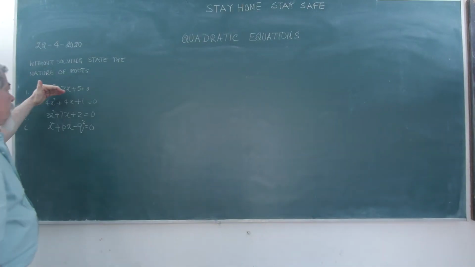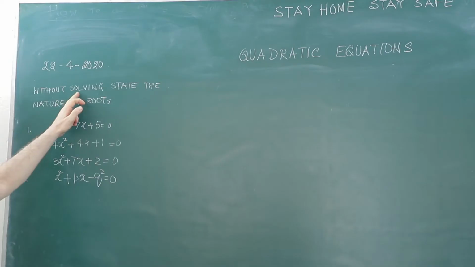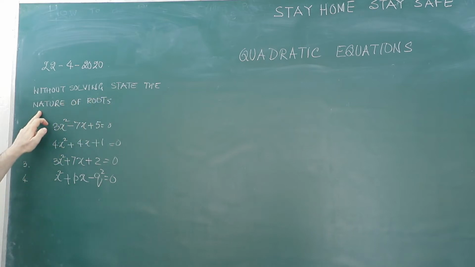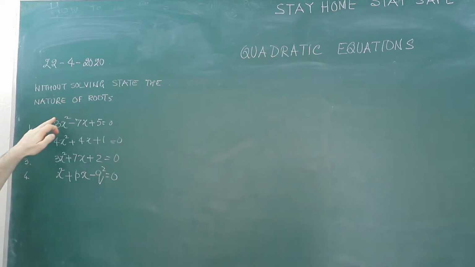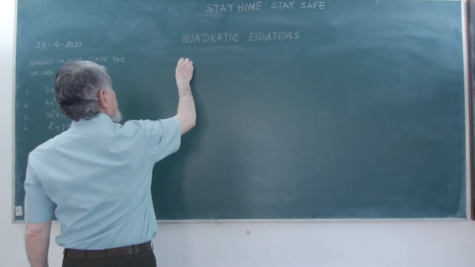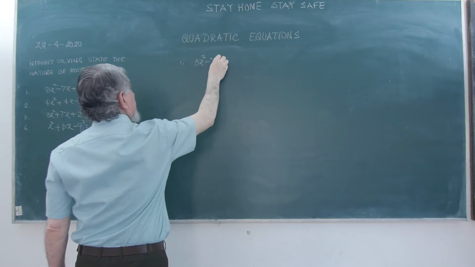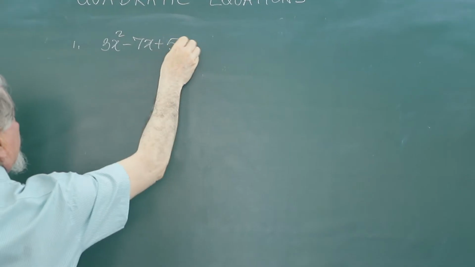I have written 4 questions of quadratic equation on the left side of the board. Without solving, state the nature of the roots. Let's take the first question, that is 3x squared minus 7x plus 5 is equal to 0.